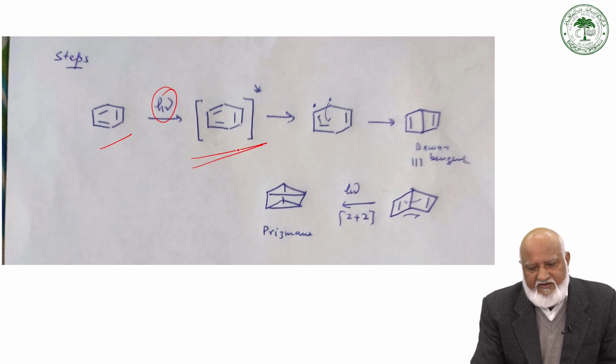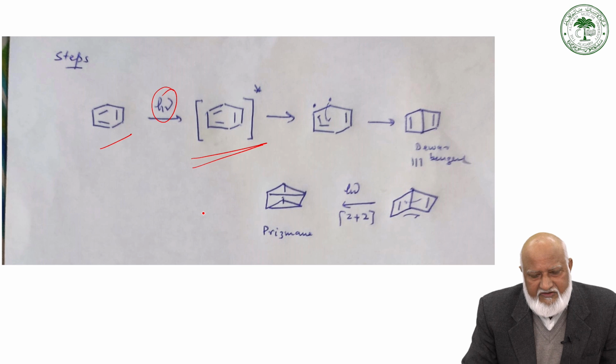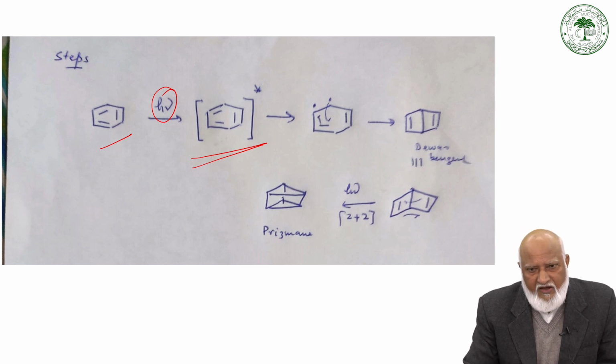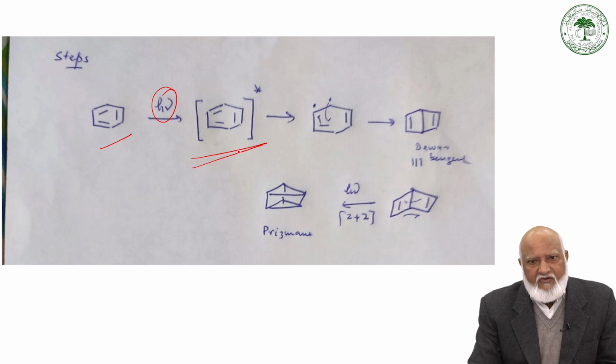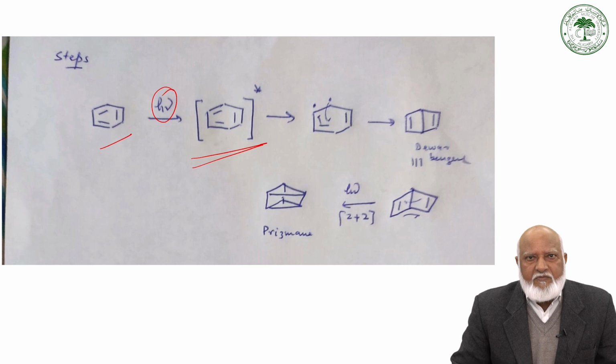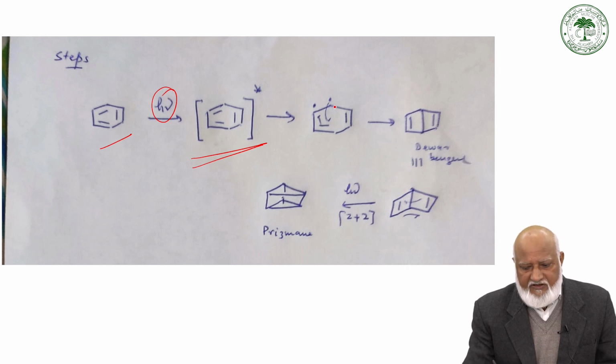First it goes to an excited singlet state, either S1 or S2, and then we can generate a diradical species by cleaving one of these double bonds. We can cleave any of these double bonds because all three bonds are equivalent. So then we get a 1,2 diradical, 1,2 diradical.